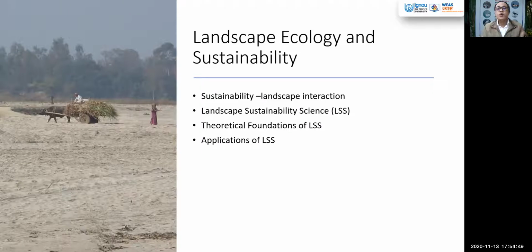and we have to understand from a landscape ecology perspective and how to maintain sustainability. So a new area evolved in the process of sustainability science, to study towards the direction of landscape sustainability. So that's called landscape sustainability science. So here, let us have a quick look into sustainability landscape interaction and how landscape sustainability science started. What are its theoretical foundations of analysis and application of landscape sustainability science?